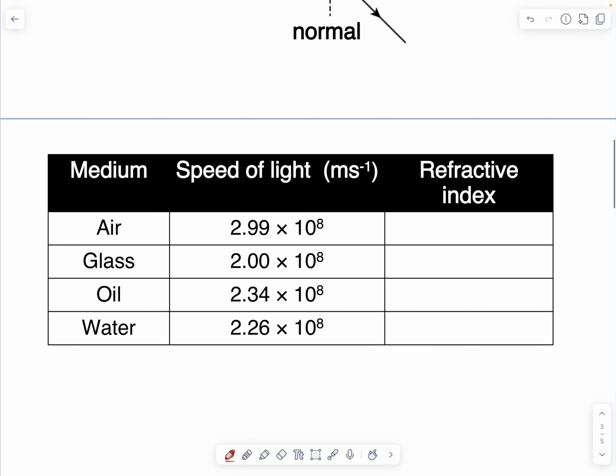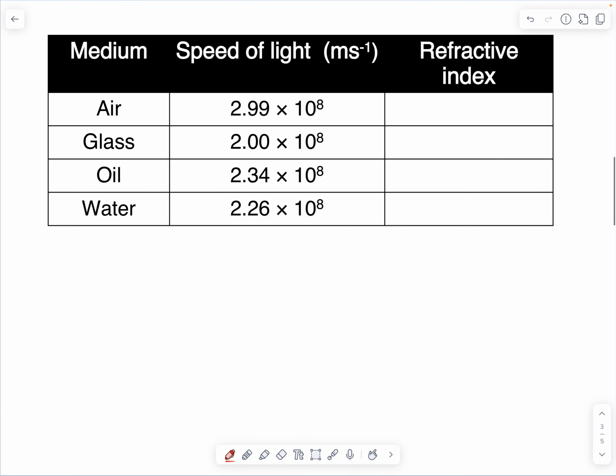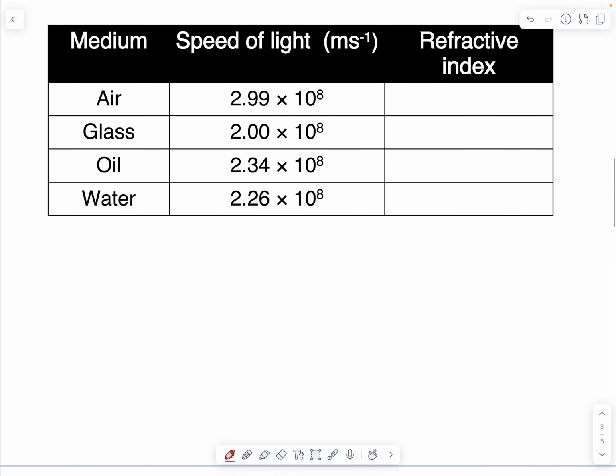If we move on to this example, we've got some values here. The speed of light in air is 2.99 times 10 to the 8 meters per second, which basically rounds up to 3 times 10 to the 8 meters per second. So the speed of light in air and in a vacuum are roughly the same. The speed of light in glass is significantly slower, and you've got the speed of light in oil and in water. We're going to work out the refractive index for each of these.